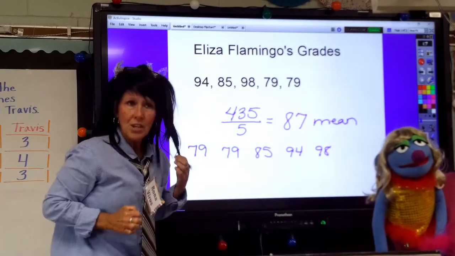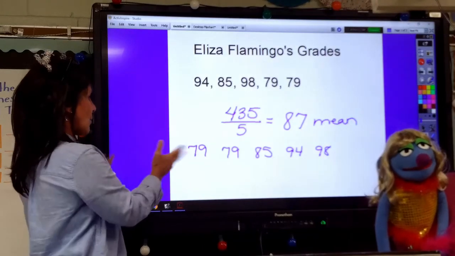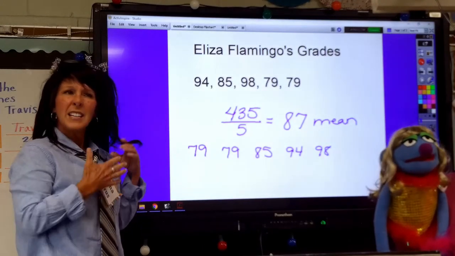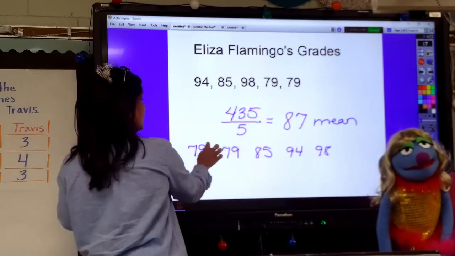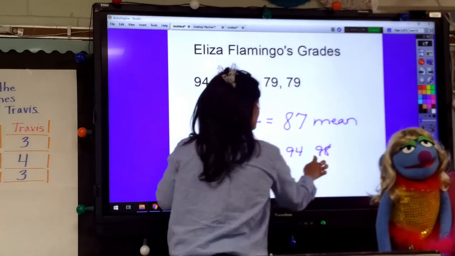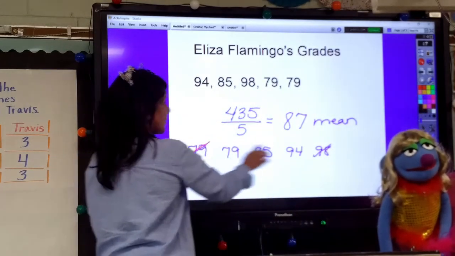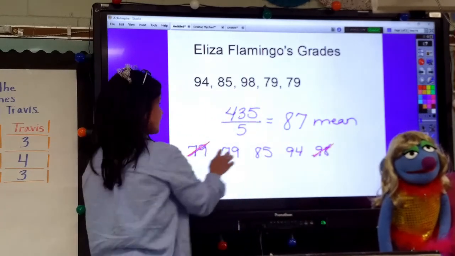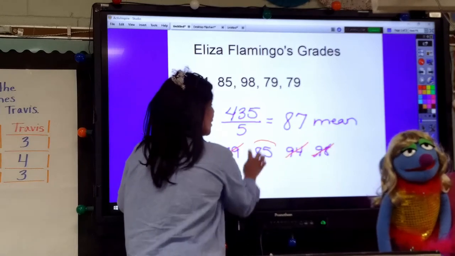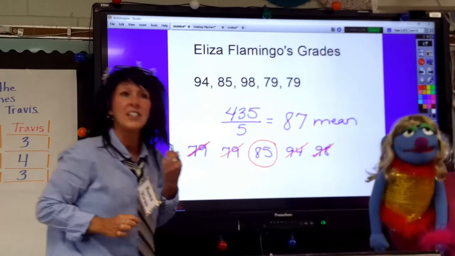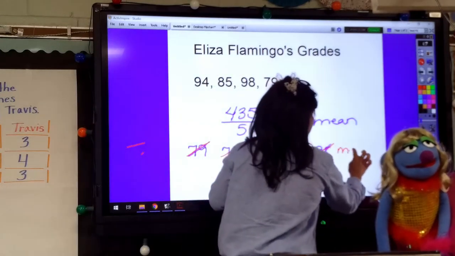Sometimes it's easy to spot the middle, and with five numbers, that's not too bad. But if we had a really long set of data or a whole bunch of grades, it might be helpful to mark them off from the ends. So I'll take one off this end and off the other end. If I strike one here, I'll strike another there. And so we have 85 is the median. Very good. I'll make this a note.